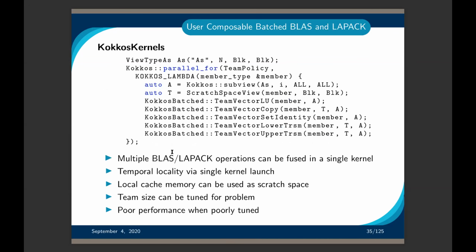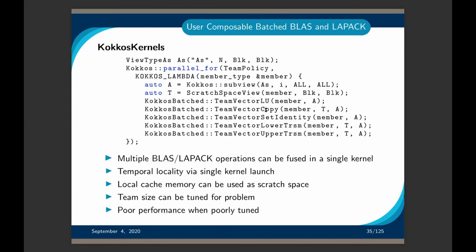So using the Kokkos kernels, we are launching a single parallel for. To invert the block matrix A, we first need to factorize the matrix A into LU. L is the lower triangular matrix, U is the upper triangular matrix. Because we want to invert this A and then store the A inverse into the original matrix.